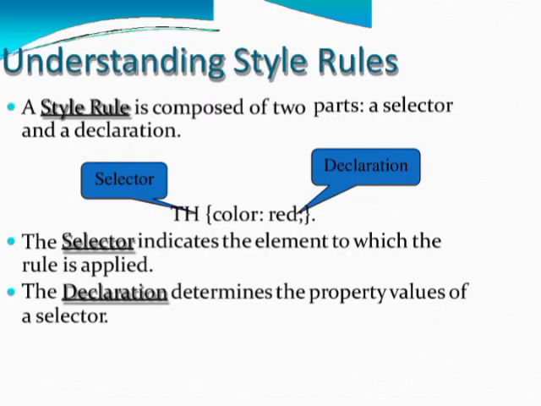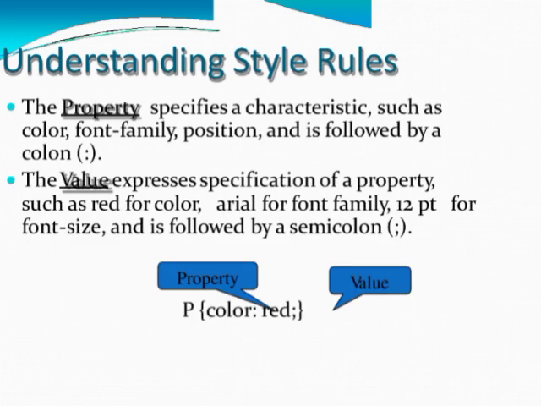Next, understanding rule style. A rule style is composed of a selector and a declaration. Here the selector indicates the element to which the rule is applied, and the declaration determines the property values of the selector. Here we give one example. If the selector is th, the property is color and the property value is red.